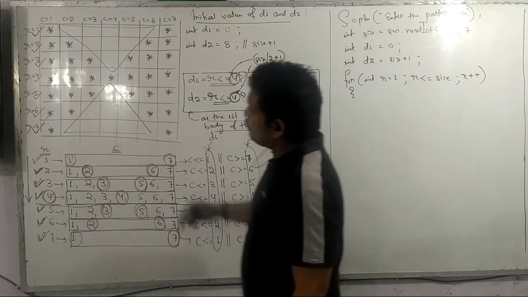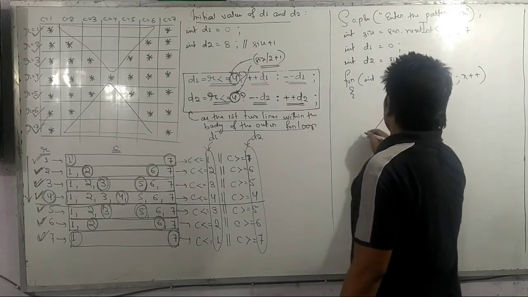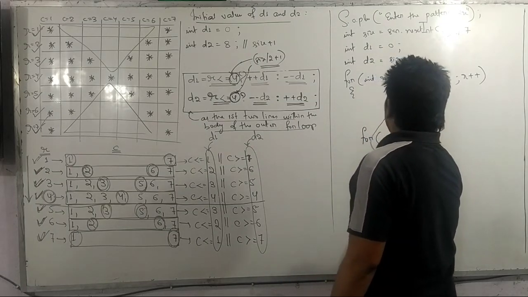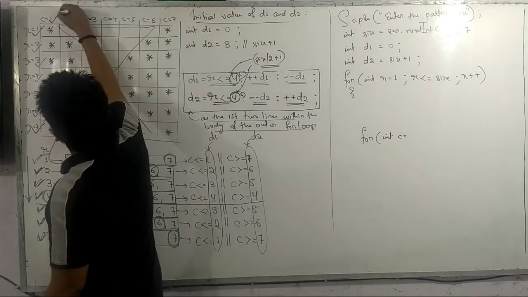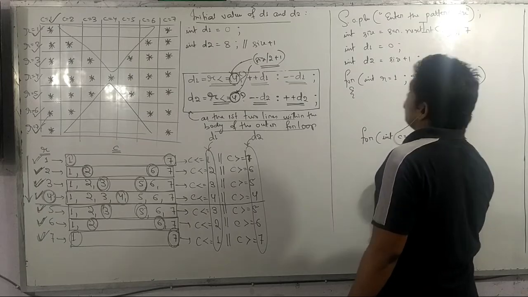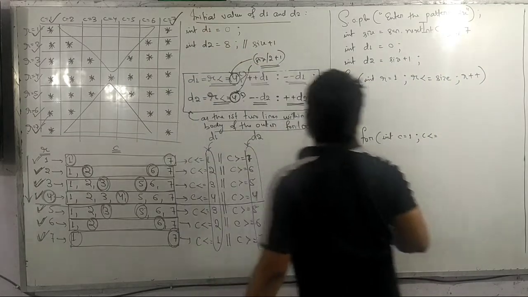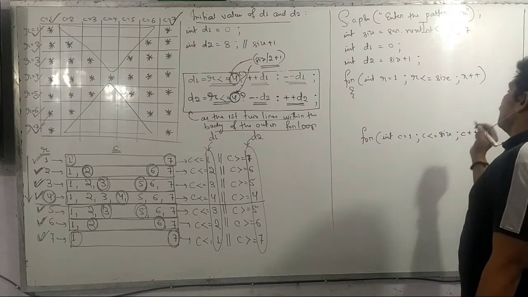Why R plus plus? Because every time the value of R is increasing by 1. Then I will write the inner for loop: int C is equal to 1, C less than equal to 7. 7 means it is stored in the variable size. Then C plus plus.